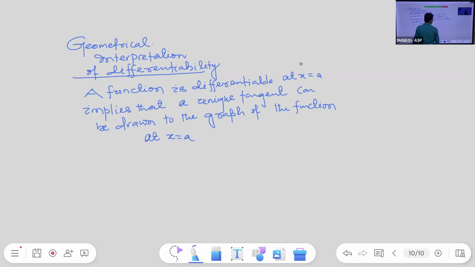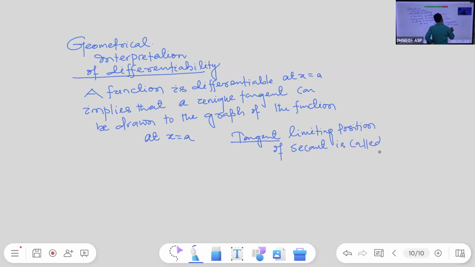Note it down. Limiting position of secant is called a tangent. Okay, let me explain it through graphs.